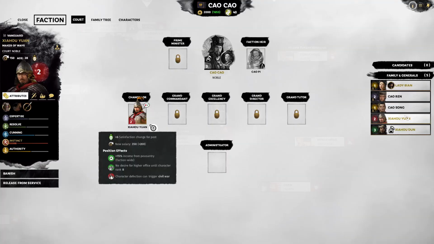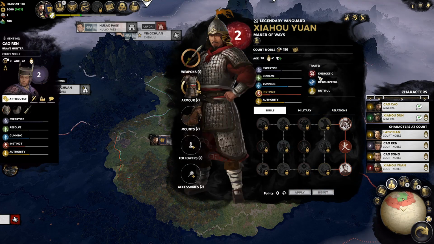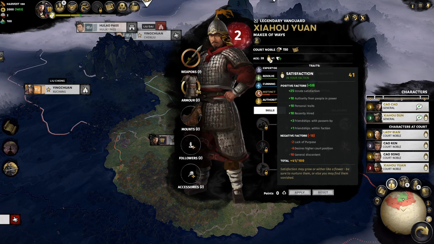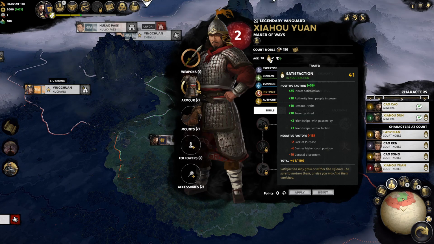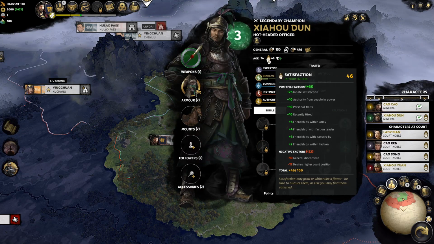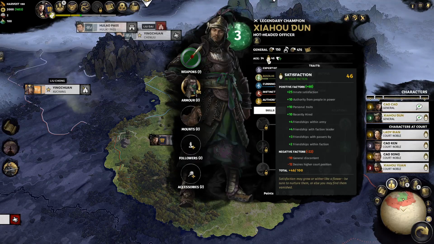So it means right now on Xia Houyuan, if we look at him, and we can, let's just pop out and take a look at him. Under satisfaction, you can see on the negative factors, he currently has -6 from desire for higher court position. And conversely, Xiahou Dun, who's rank 3, thinks even higher of himself, and he has minus 12. So multiples of 6 here.